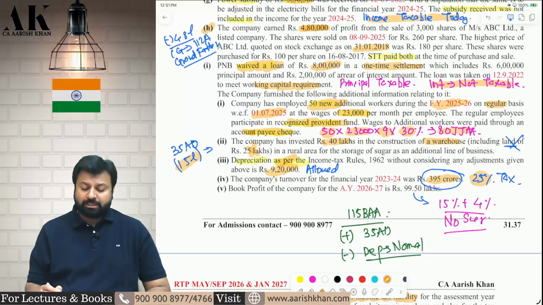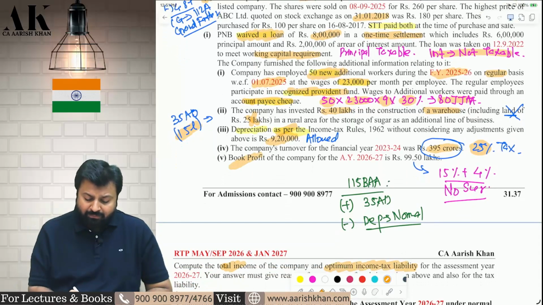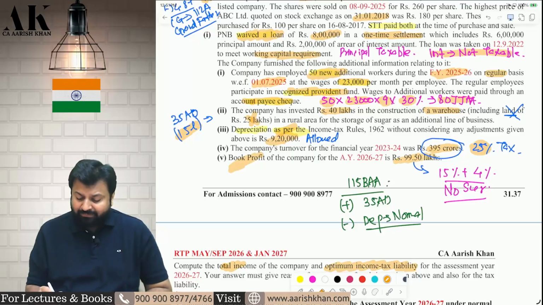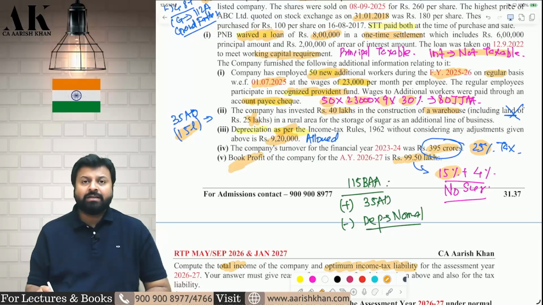Now you will compute tax as per what? Tax as per book profit. 115JB, 99.5 lakhs is your book profit. Therefore, 15% tax and 4% cess. No surcharge because income does not exceed 1 crore rupees.